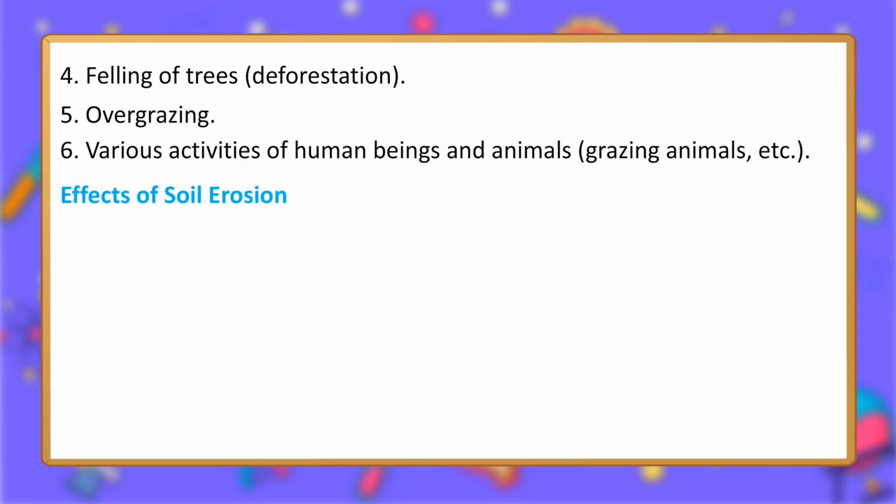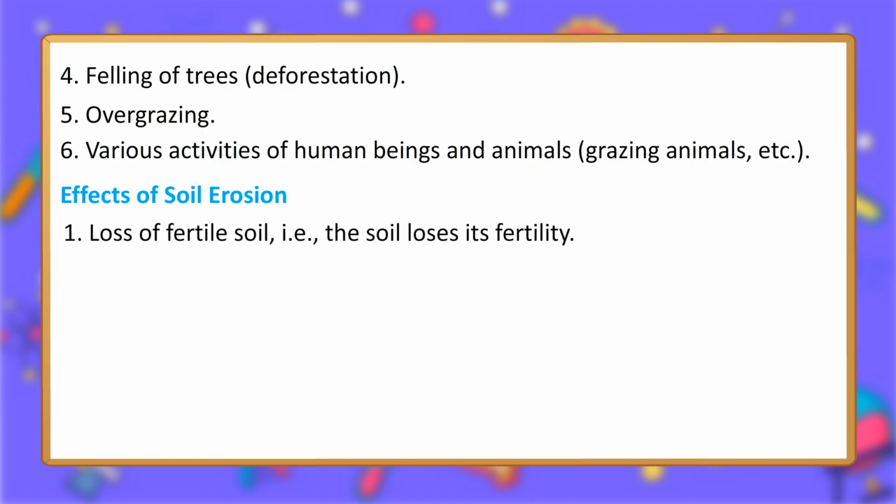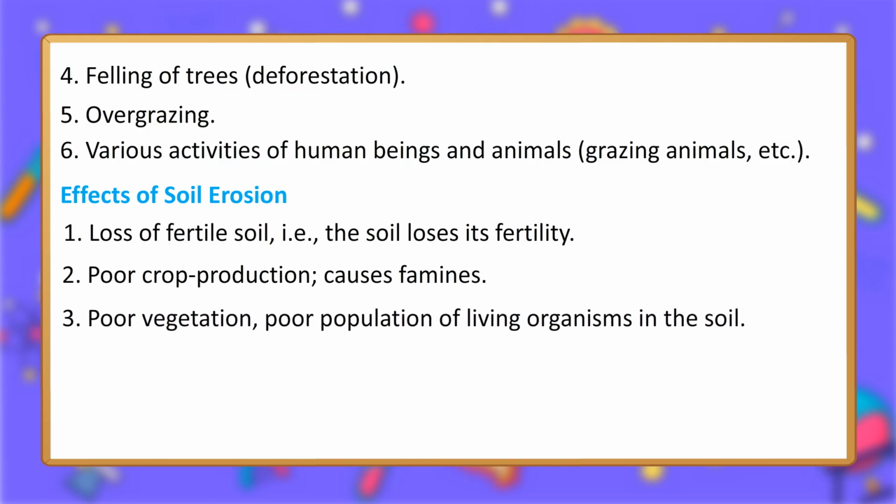Effects of soil erosion. 1. Loss of fertile soil, i.e., the soil loses its fertility. 2. Poor crop production, causes famines. 3. Poor vegetation, poor population of living organisms in the soil. 4. Formation of barren lands, deserts, etc.